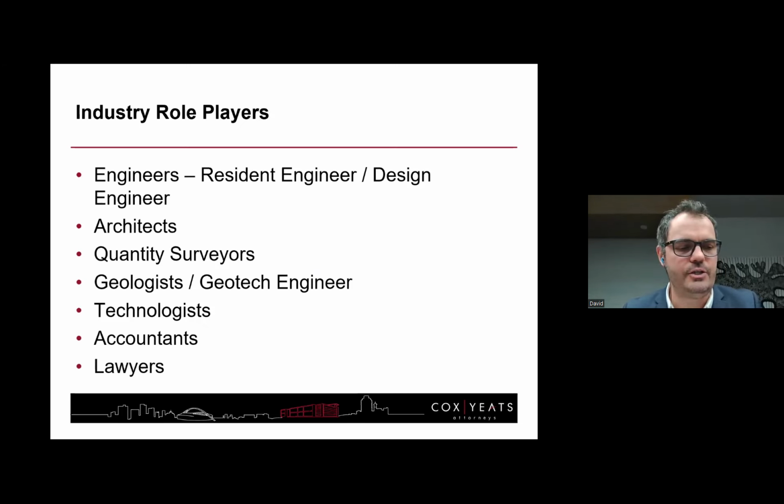So, of course, you have various different engineers that play different roles on site. You may have a resident engineer, or RE, who sits on site all day and supervises the works. You may have a design engineer who actually designs the structure to be constructed. You then may have professional architects in the background who have helped design and draw. You'll then have professional quantity surveyors. You have geologists or geotechnical engineers, technologists, accountants, lawyers.